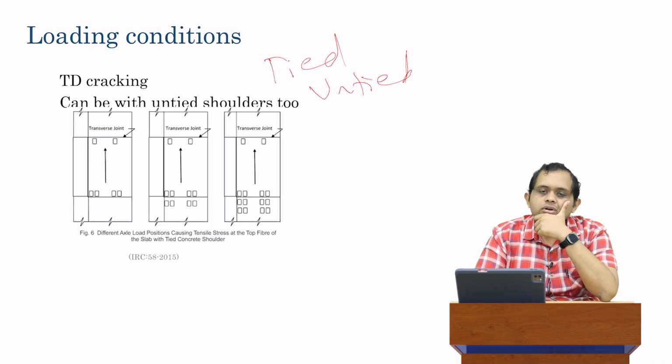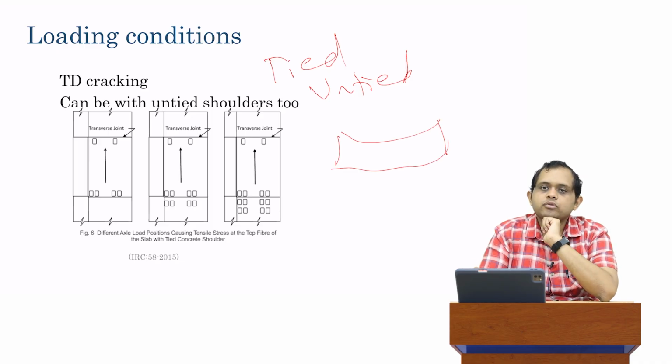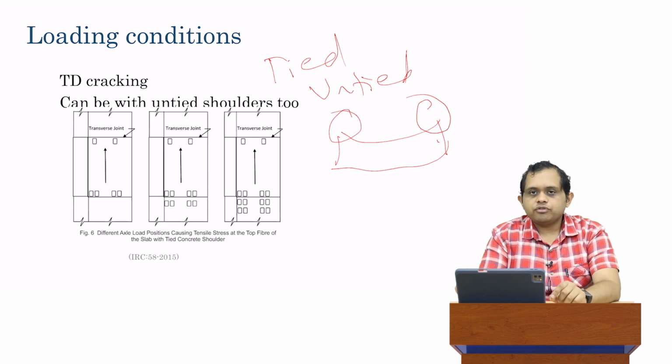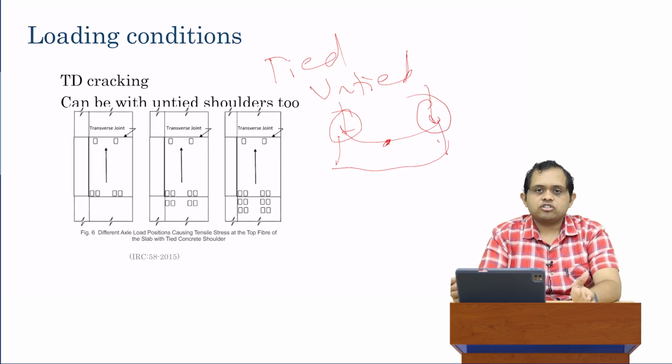Keep in mind, for top-down cracking, what we need in our critical condition, which I showed previously, if you have this type of a condition, ideally you need a load over here at one side of the slab and you need a load at the other side of the slab. If you have this configuration, that a load is kept on one side of the slab and on the other side of the slab, that is when you get the maximum amount of tensile stress which is developed over here. And so our critical loading condition has to correspond to this.